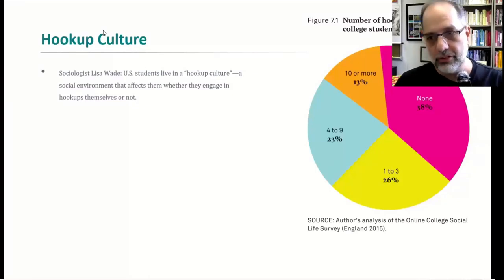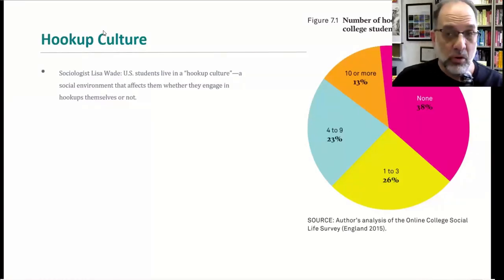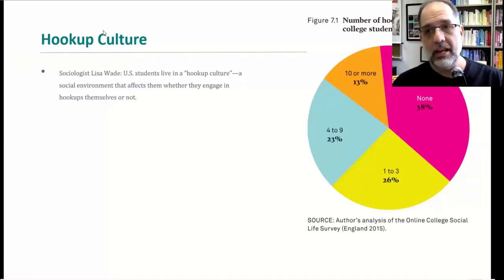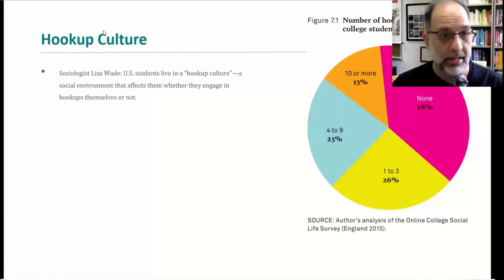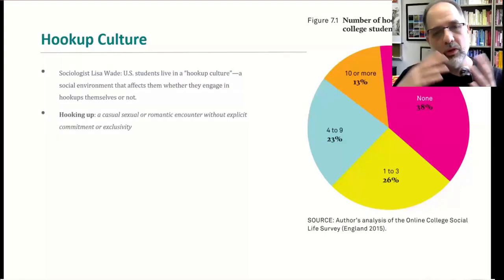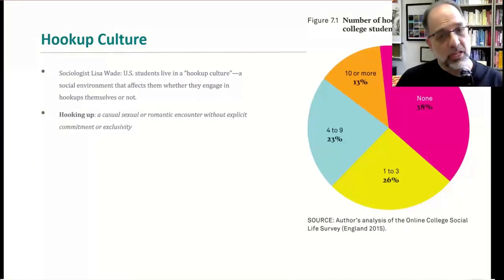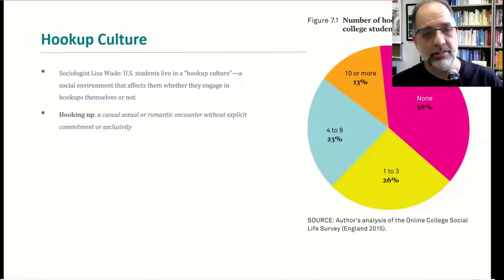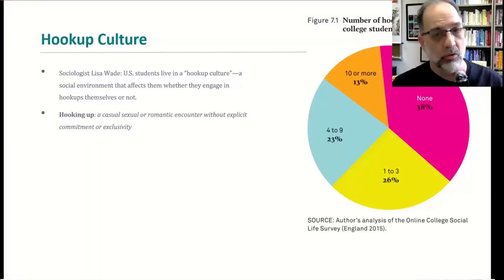You see from the other research on the screen, more than a third of college students as of this survey about 10 years ago did not have any hookups by what they considered to be a hookup. And some people had a lot, 10 or more hookups. That was a small number of people who had that many. What do we mean by hookup? It's casual, sexual, or romantic, and does not include a commitment or exclusivity, implied commitment or exclusivity.